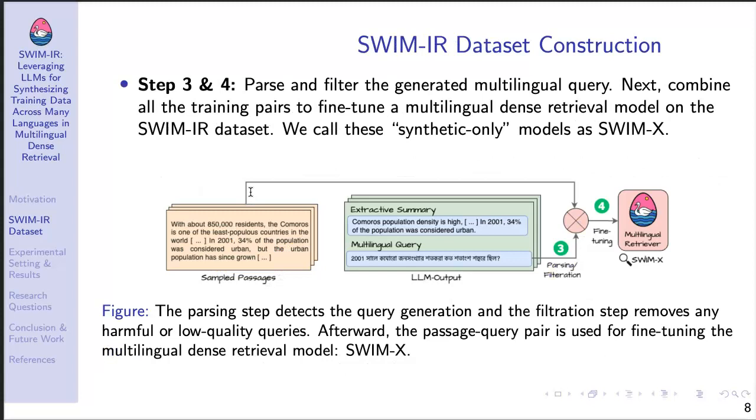The third and fourth steps, after we have generated the queries, are to parse and filter the generated multilingual queries. We filter any harmful or low quality queries. Once we have filtered all the queries, we combine them to create a training dataset, and then use that training dataset to fine-tune a dense multilingual retrieval model. We call this model SwimX, and these are synthetic-only models because they have been fine-tuned on synthetic-only training pairs.